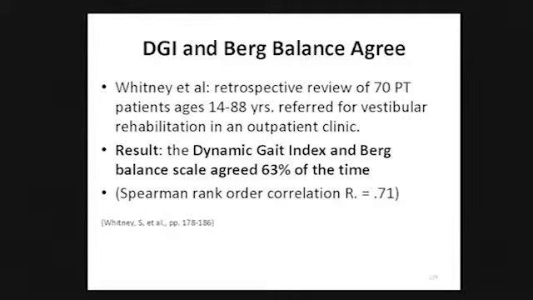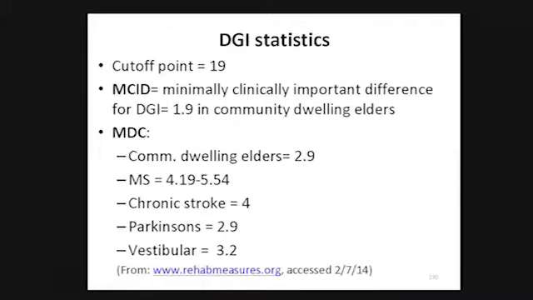So Whitney, lots of studies done by Whitney, and they said that the Dynamic Gait Index and the Berg Balance Scale, 2 tests we just looked at, agreed 63% of the time. Correlation 0.71. Pretty good. The cutoff point again for the Dynamic Gait Index, 19. What's the minimally clinically important difference? 1.9 for community dwelling elders. And you'll see most of these studies were tested on community dwelling elders. That's the population they're looking at. Minimal detectable change in those elders, 2.9.